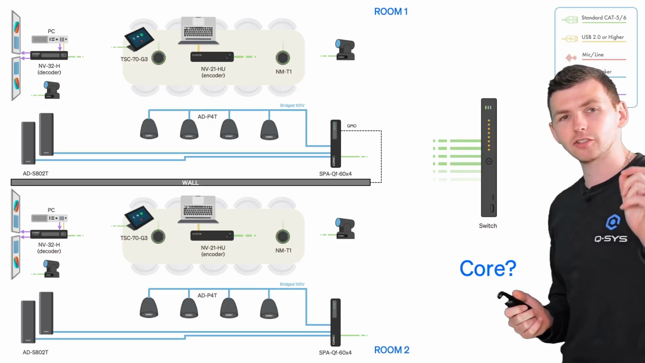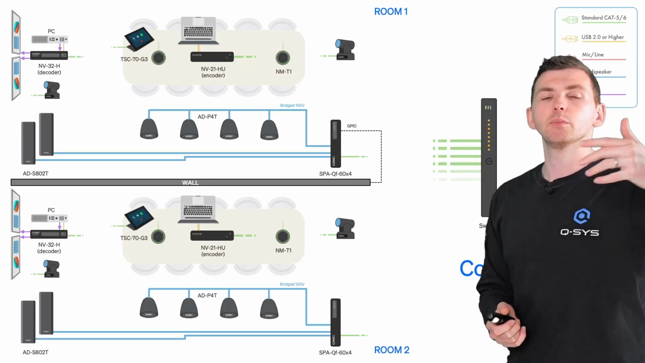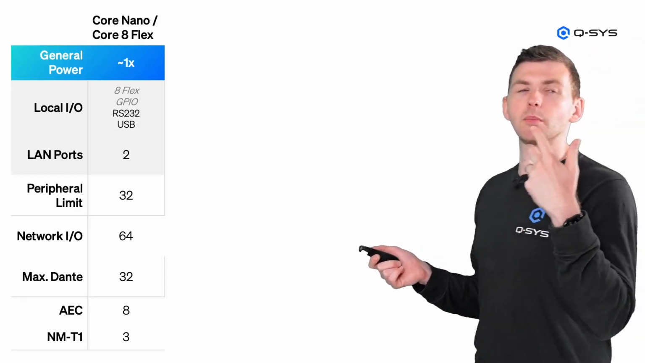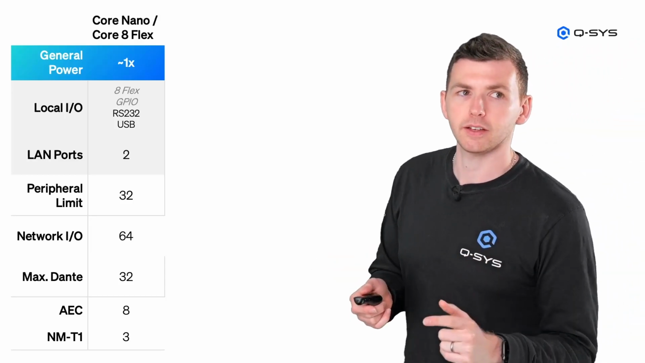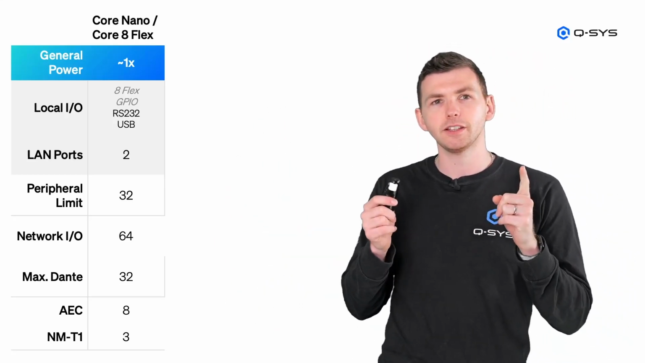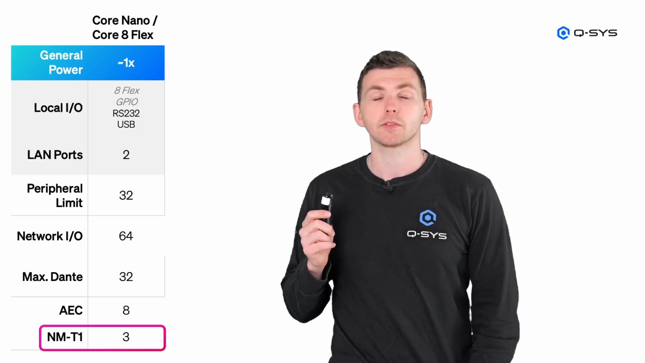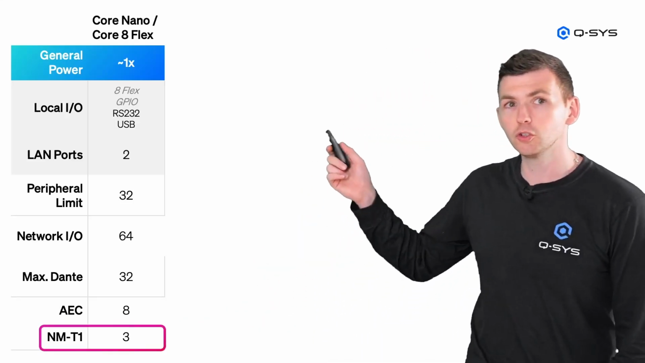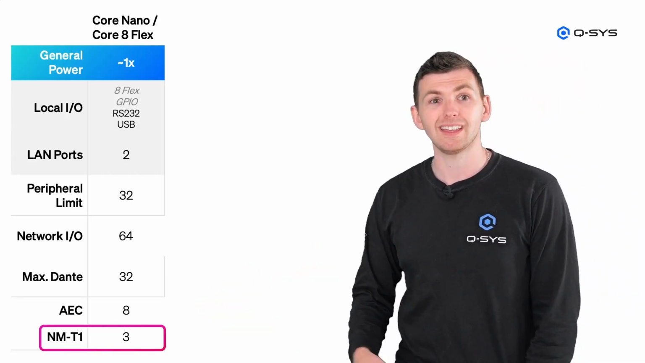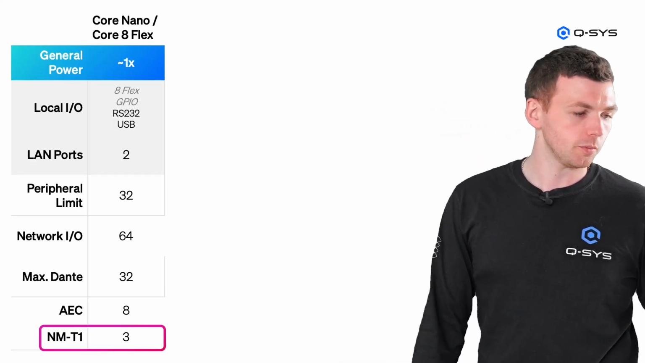And that's because this is a great opportunity to talk about the limitations of what we were using before and move up to something bigger. So here's that thing we saw earlier when we did the Core Nano and the Core 8 Flex. Okay, we saw some of these specs here. Now, the thing that's going to trip us up here is this. We want to have more than 3 NMT1s. I've got 2 per room, so 4, so 3, not going to work. Okay, it's just not going to work.